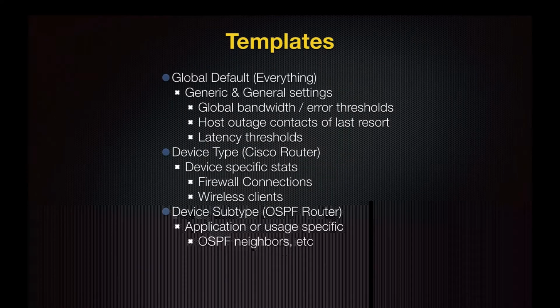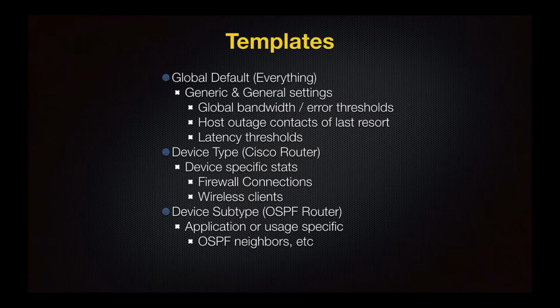So, some general suggestions for what we put in templates at different levels. The global default template should have the most general settings. It should have a host outage contact of last resort so that nothing ever goes down and doesn't notify anyone. There should be some global bandwidth and error thresholds as a catch-all, but they should be set very generally. They should be set at very high levels because these are catch-all statistics.